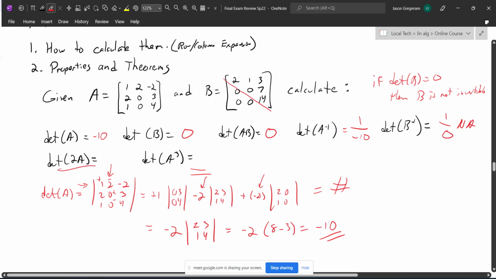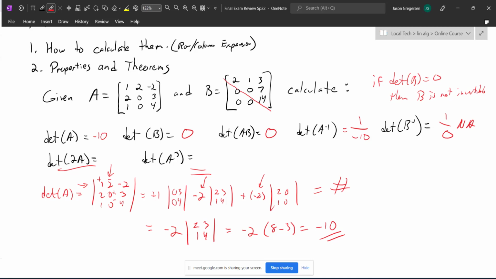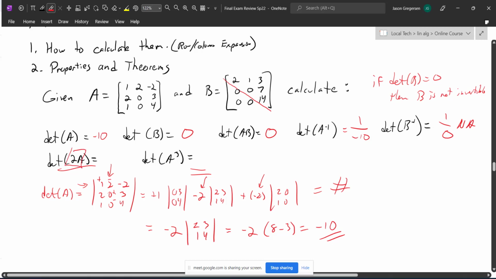Next, I have the determinant of 2 times A. This one's a little bit tricky. We'd like to say it's 2 times the determinant of A, but actually it's not. If we multiply one row of a matrix by 2, that would double the determinant. But when we multiply the matrix by 2, we're multiplying each row by 2, because when we multiply a matrix by a number, we multiply all the components by that number. So in this case, the determinant would be 2 times 2 times 2 times negative 10, which would be negative 80. In general, if we have an n by n matrix, the determinant of 2 times A would be 2 raised to the n power times the determinant of A.